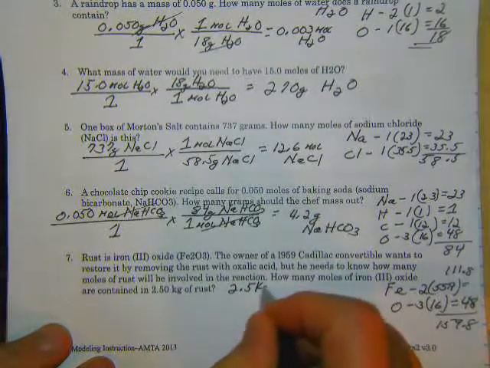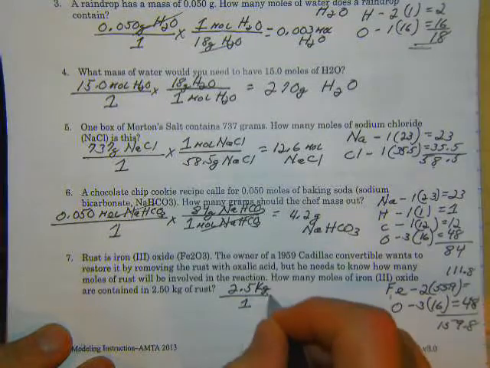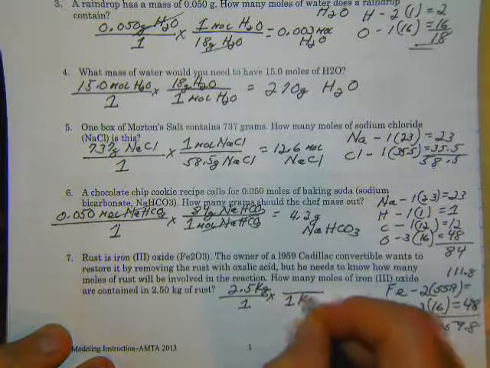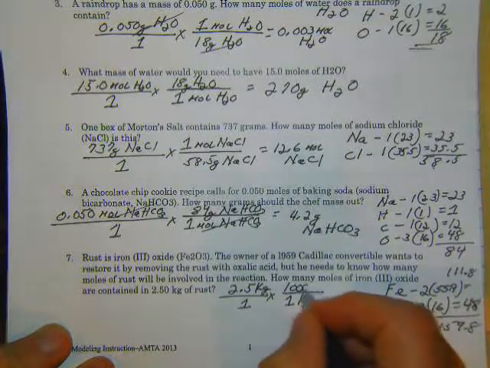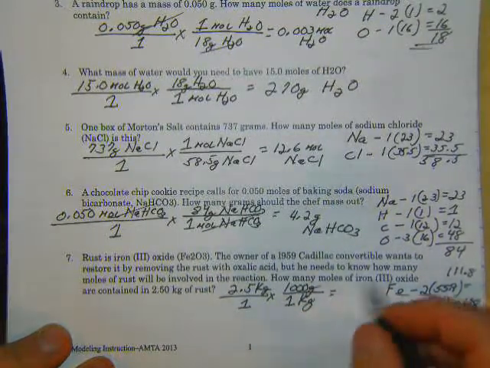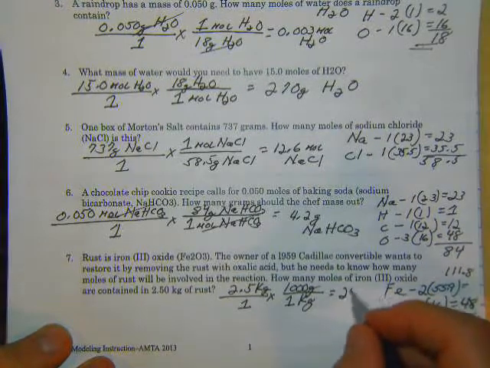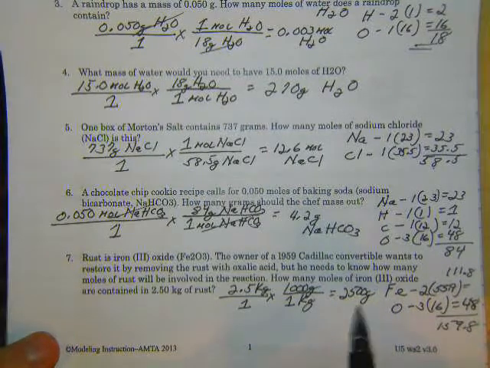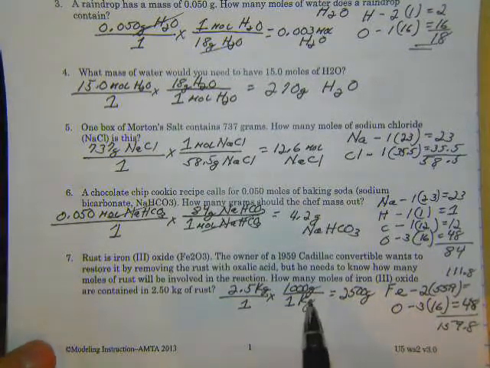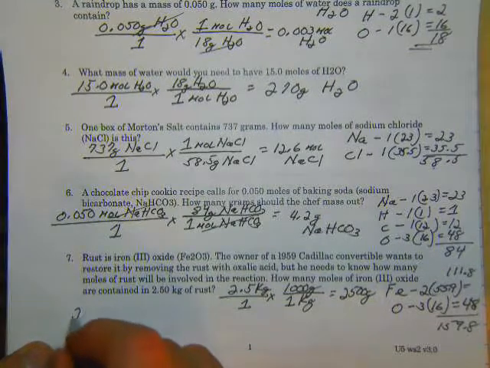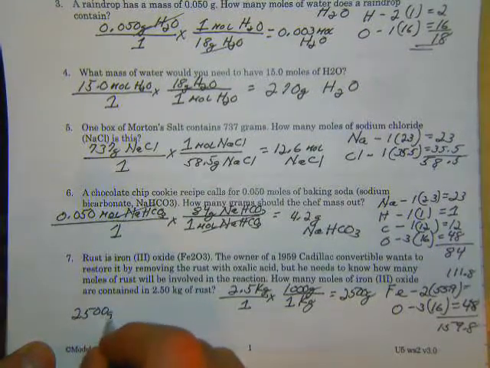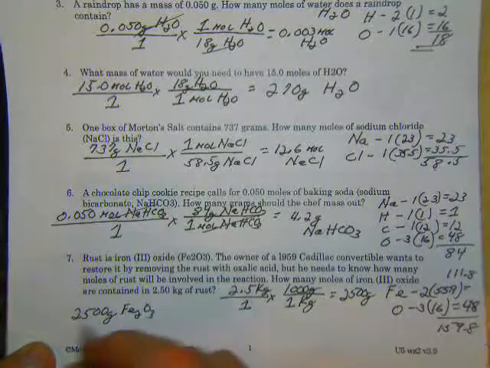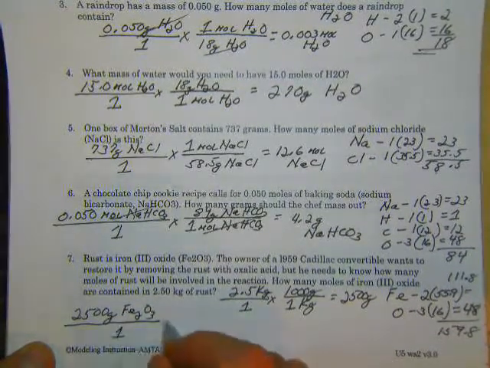2.5 kilograms all over 1. We know 1 kilogram has 1,000 grams, so that's going to equal 2,500 grams. Well, we have that much rust. Now we have to find out how many moles that is. So we have 2,500 grams of Fe2O3. And again, I like to put that over 1.